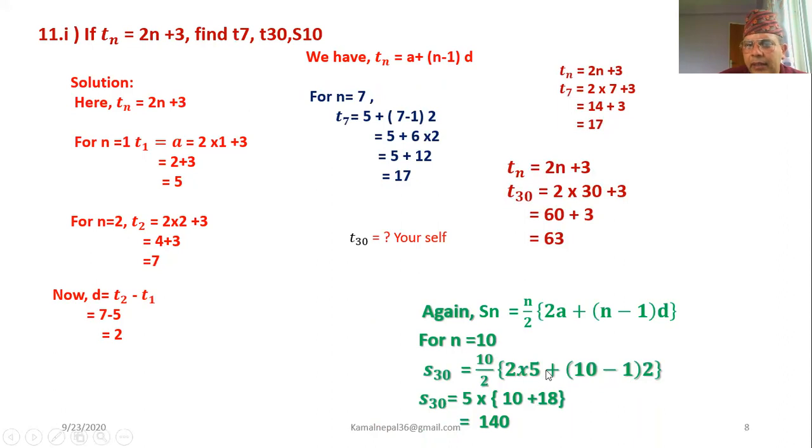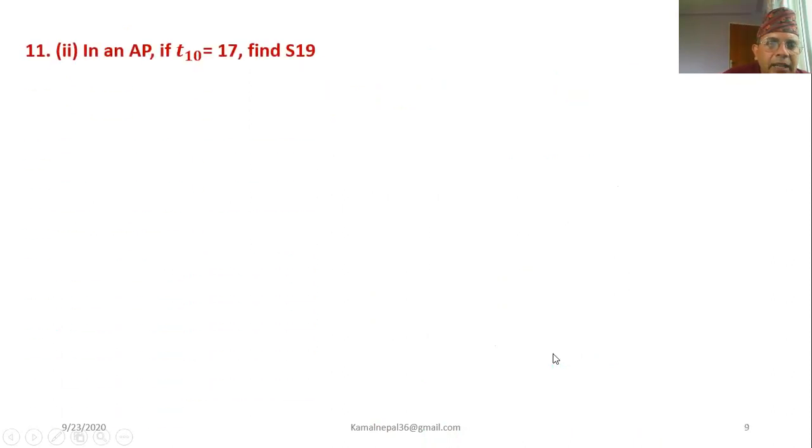In the place of n put 10, and a is 5 and d is 2, then your answer is 140. Like this way you can find out. And number 11, second, it is an AP. T10 is equal to 17, and we need to find out S19.